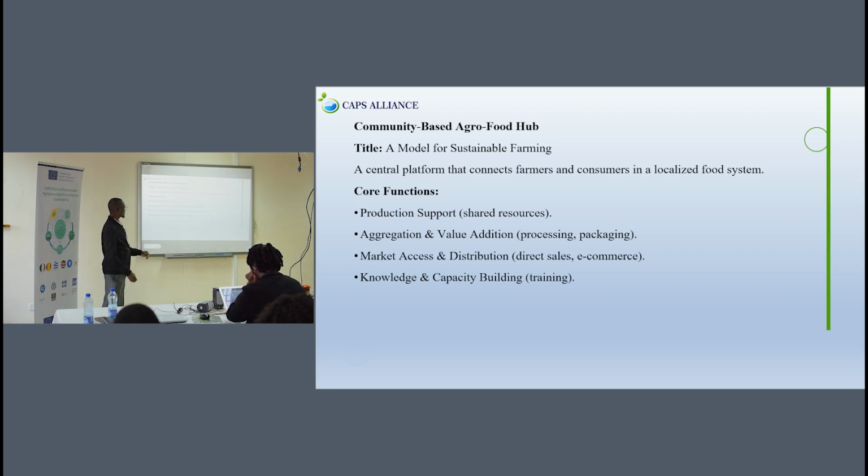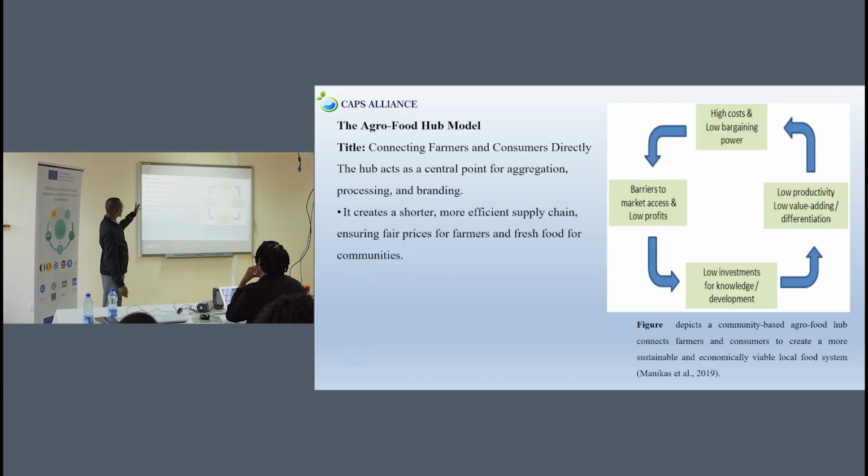Then knowledge and capacity building. You need to have a lot of training. How do we do the planting? How do we get new seeds? How do we breed these things? How do we control the diseases and the like? Then we have the agro-food hub model.